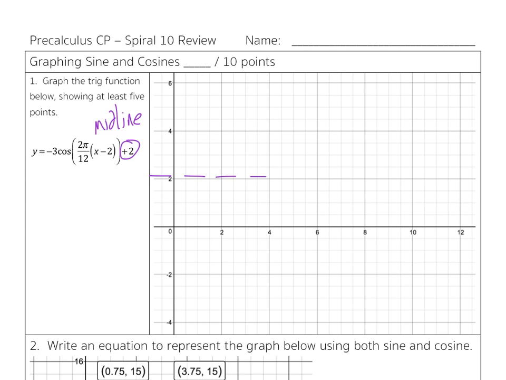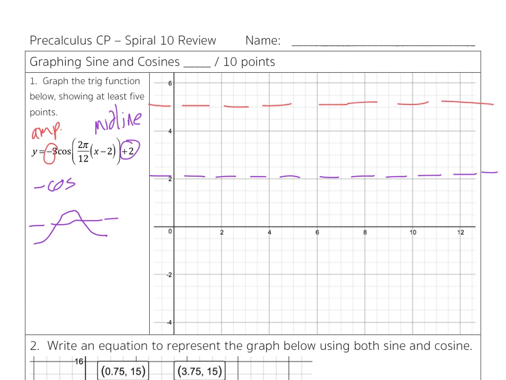So midline is always what's being added or subtracted outside of the function. In this case it's going to be positive 2. I can figure out this is a negative cosine graph. That means I'm going to start at the bottom, go up, and come back down, go through my midline twice. And more so, I can get an amplitude of 3 from this. So that means 3 above, so at 5, and 3 below, so at negative 1. Those are going to be the boundaries of my graph.